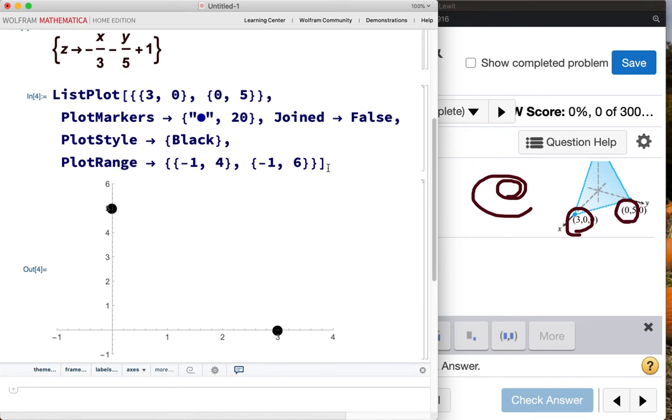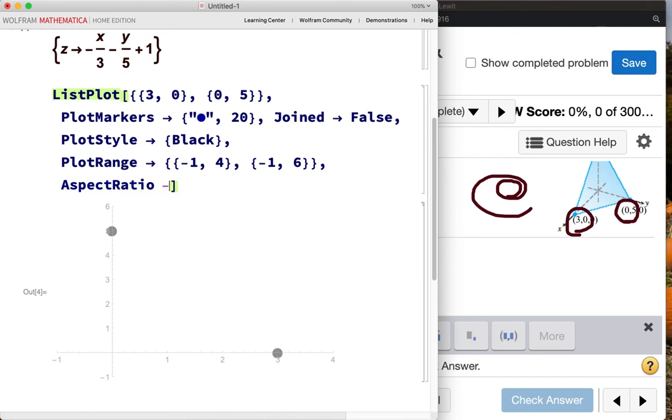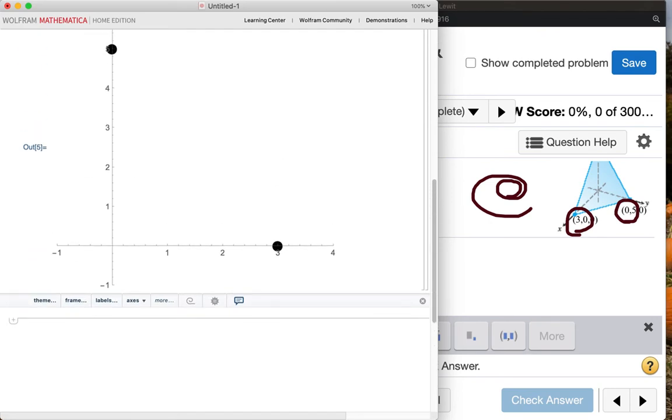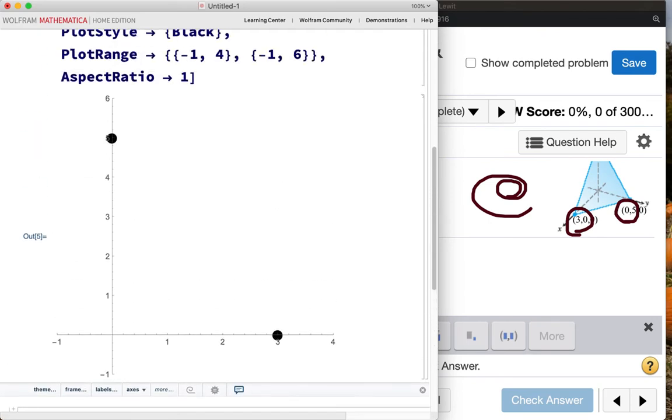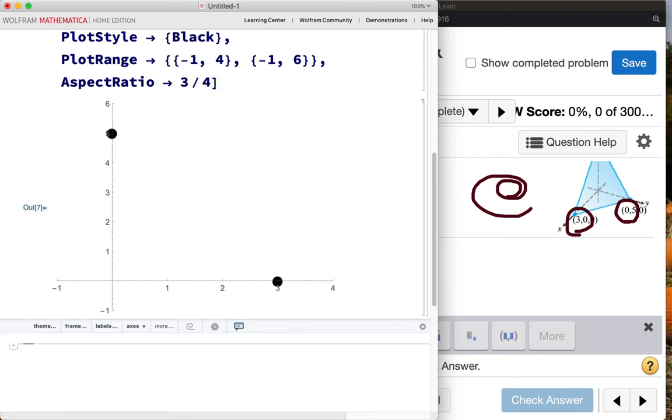Let's make the two axes equal in length. We'll do that using the AspectRatio command, which simply means that y is the same length as x. If this was 1/2, then the y-axis would be half as long as the x-axis, right? You could do that too if you want to. Whatever helps you to visualize the problem better.